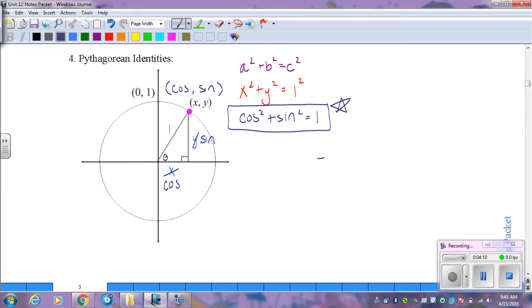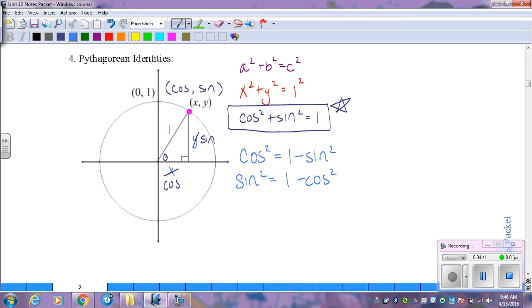Now, using this Pythagorean identity, you can manipulate this to make other Pythagorean identities. So one of the things that we can do is we can subtract sine squared. So if you were to subtract sine squared, you would get cosine squared equals 1 minus sine squared. So you're allowed to do that. If I took and subtracted cosine squared, I would get sine squared equals 1 minus cosine squared. Okay, so there's another identity that you can use.